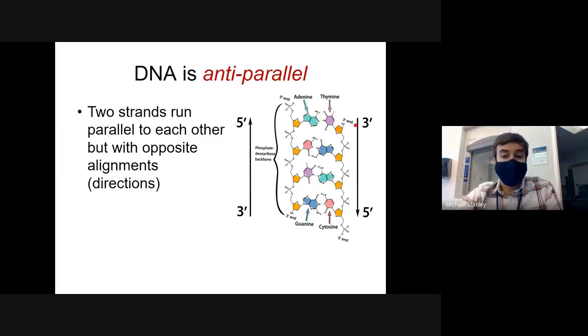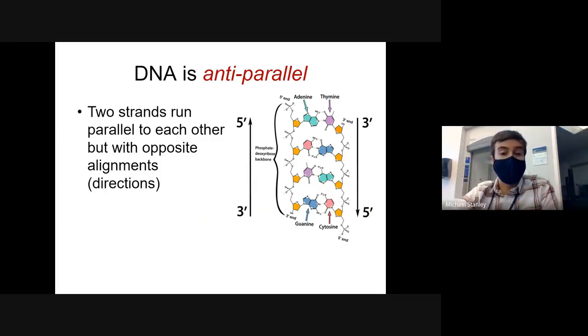but they are also on opposite sides of the actual DNA itself. So if one strand has a 3' down here, that means on the other side, the 3' is going to be in the exact opposite side. So on our left side over here, we go from 3' at the bottom to 5' at the top. On our right side DNA, we go from 3' at the top to 5' at the bottom.